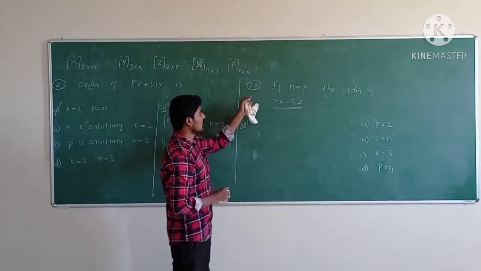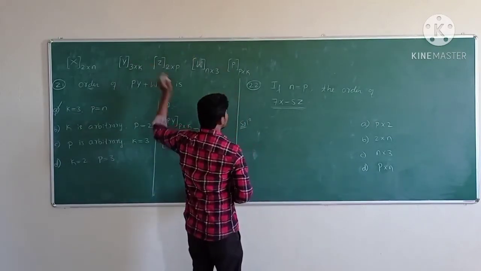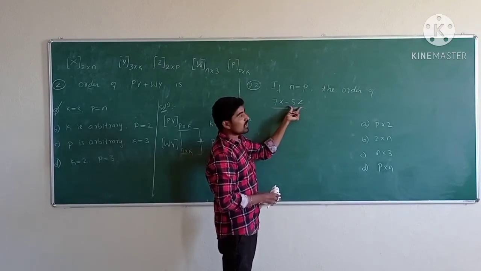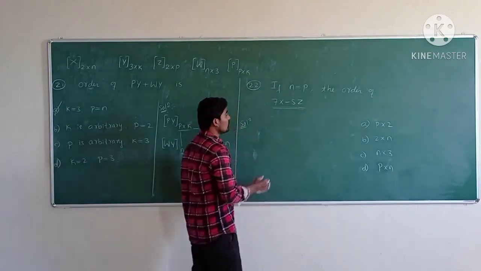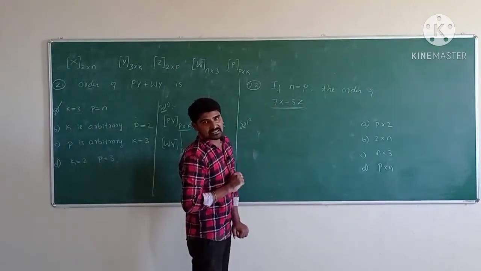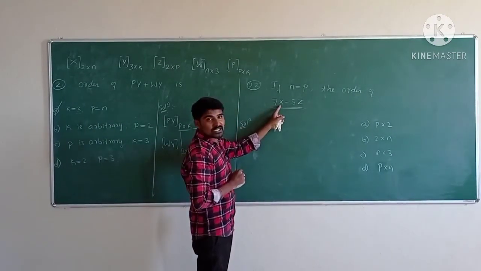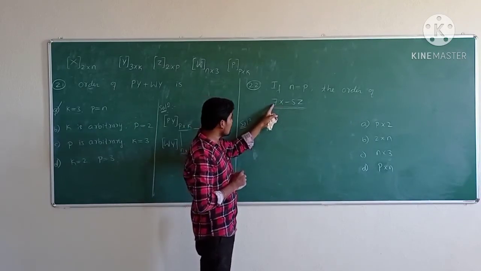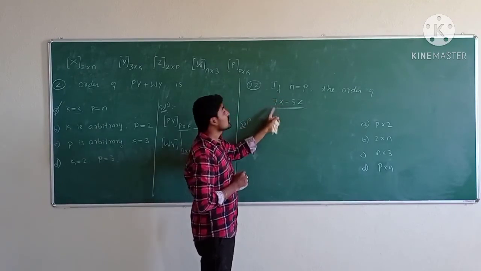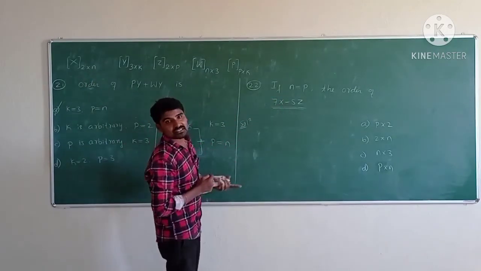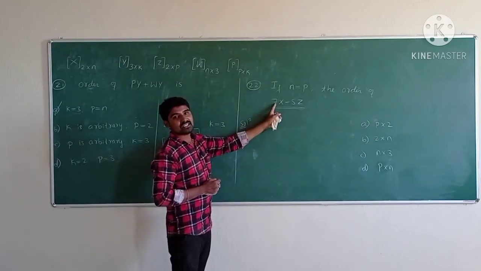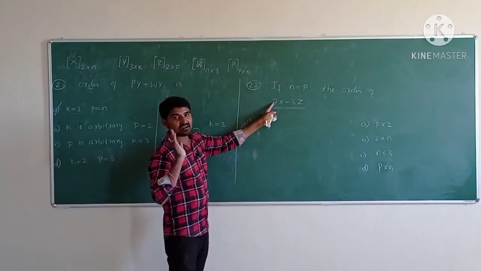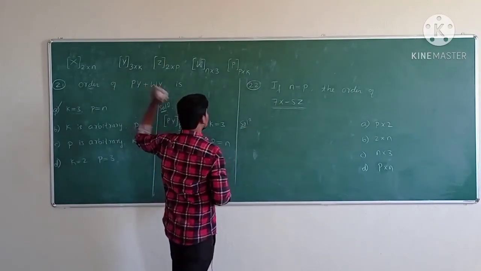And now the 22nd question. Here it is given that for these matrices, what is the order of the matrix 7X minus 5Z if n is equal to p? Now 7X is a matrix whose scalar multiple is 7, and the order of 7X should be equal to the order of the matrix X. When we multiply the matrix X by 7, each and every element of the matrix X is multiplied by 7.